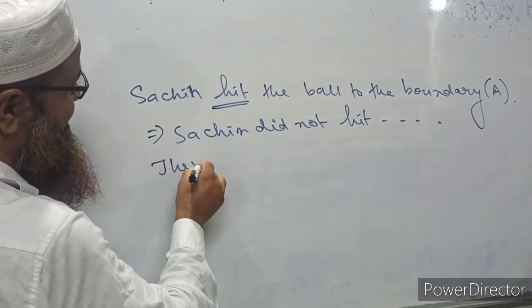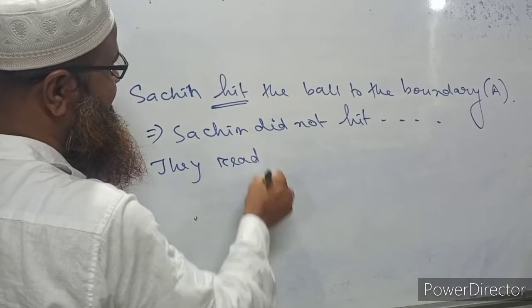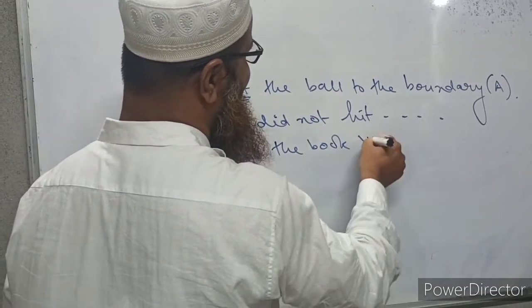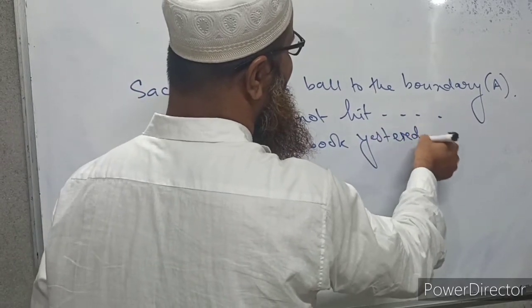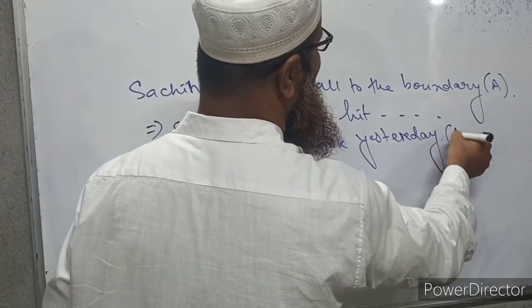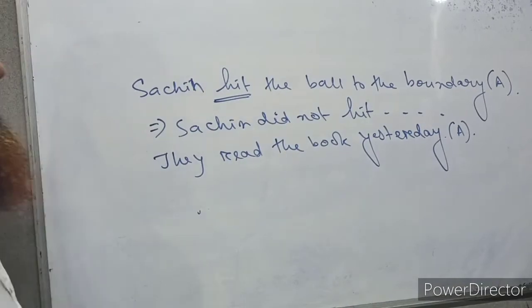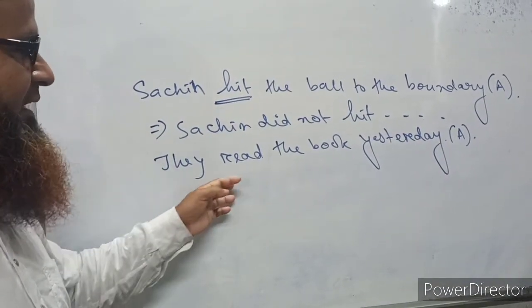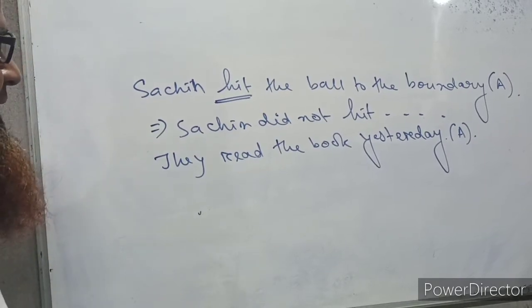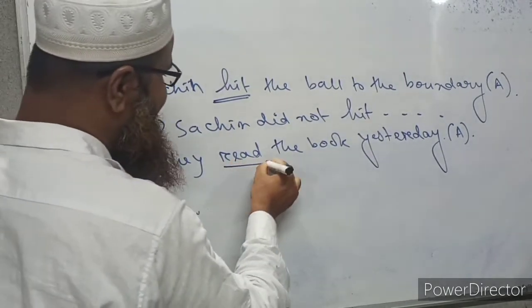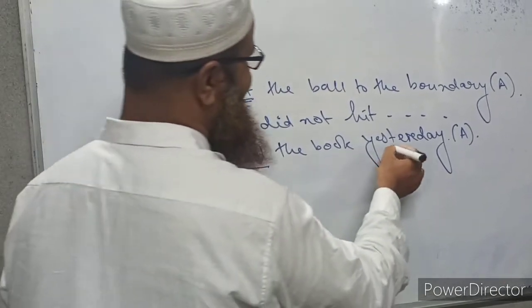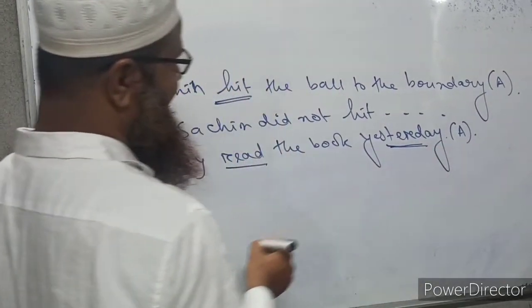Again, we may use the third person plural form and take such a verb like this. They read the book yesterday. So read is another verb which remains the same in all its three forms. Now, is it in present tense or past tense? How should we decide it? We should now see the time. The time here is yesterday.